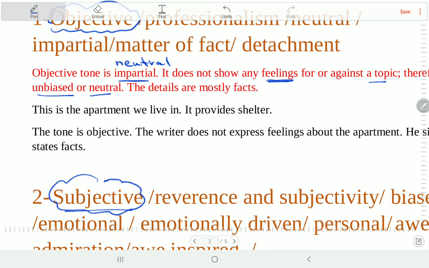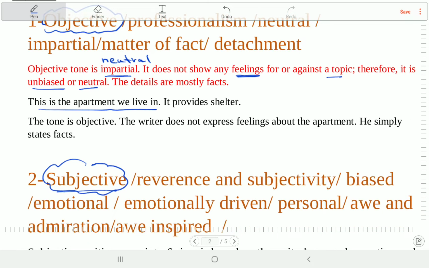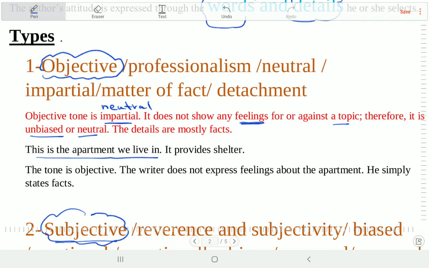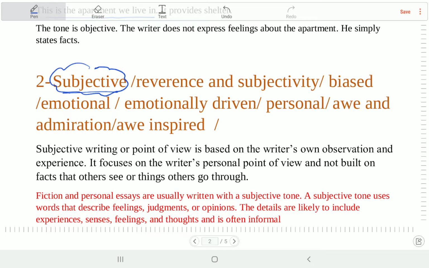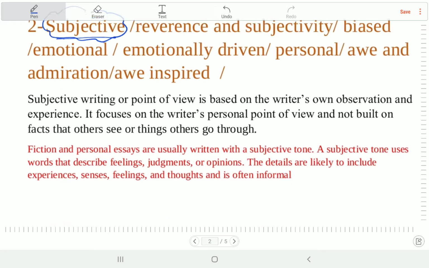Okay, let's have an example. When I say this is the apartment we live in, it provides shelter. So what is the tone here? It's objective. The writer does not express feelings about the apartment, he simply states the facts. This is the apartment, we live here. That's it. So that's objective tone. Other words we see in the exam are objective, professionalism, neutral tone, impartial, matter of fact, detachment. All these mean the same as objective. Okay, the second one is subjective tone, just the opposite of objective tone.